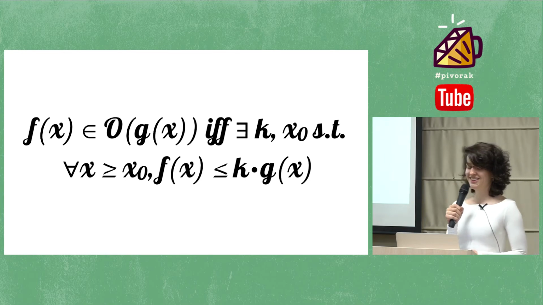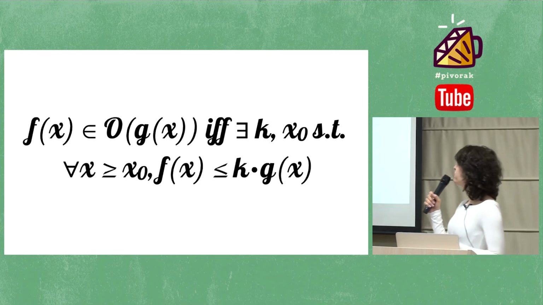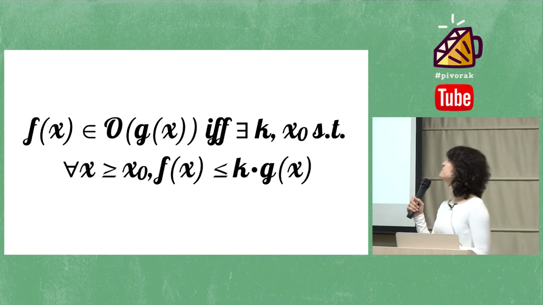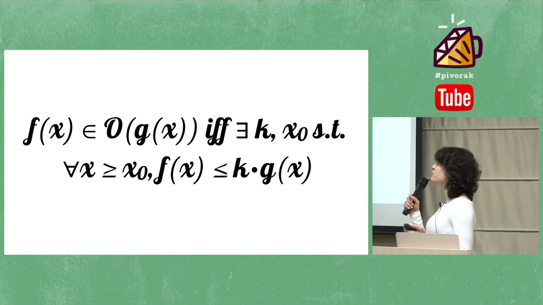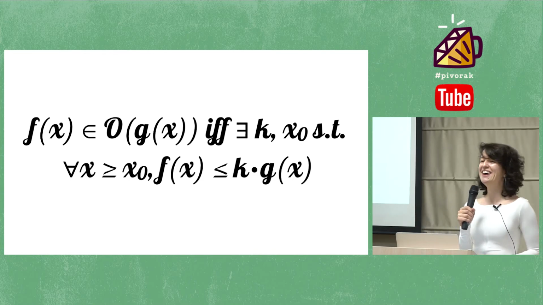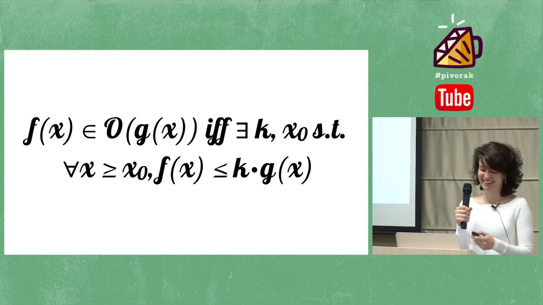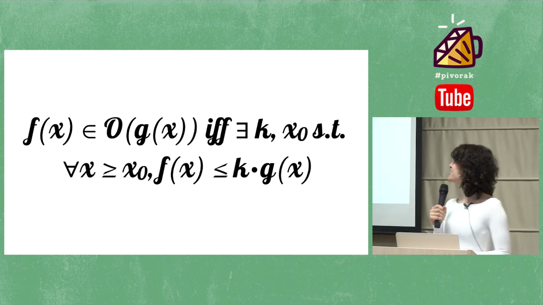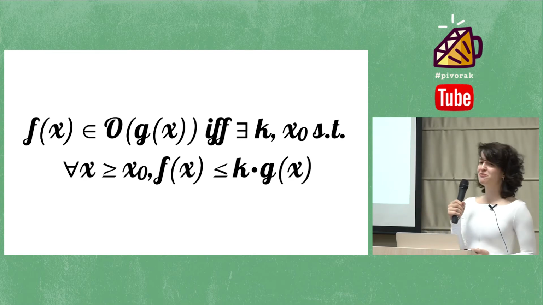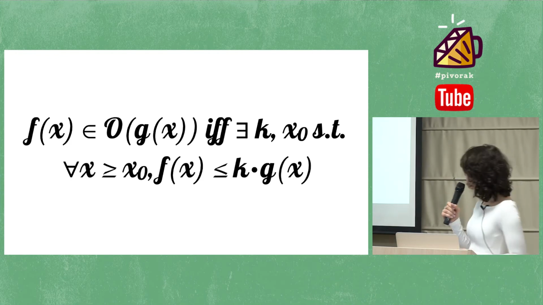So Big O notation is formally defined as f(x) is in O(g(x)) if and only if there exist a k and an x naught such that for any x greater than or equal to x naught, f(x) is less than or equal to k times g(x). No, this is the real definition of Big O notation if you were to open Wikipedia. So it's really not friendly to mere mortals.